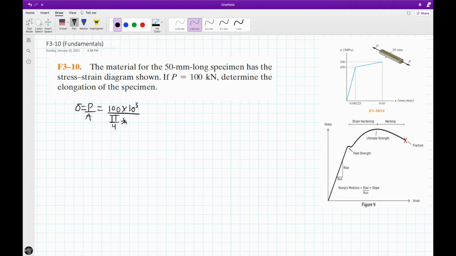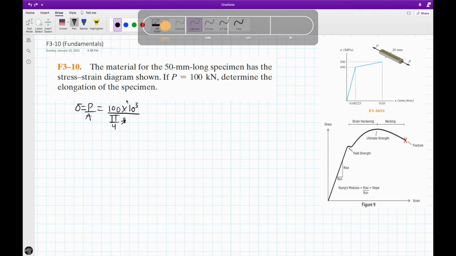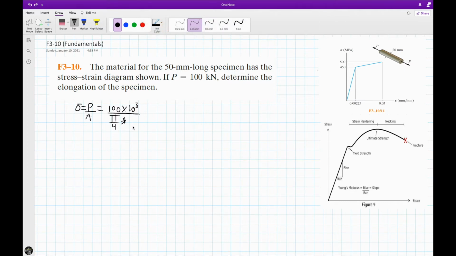which is pi over 4 times, we can see over here, we have a 20 millimeter diameter. So we convert this to meters by simply dividing by 1,000, and your diameter has to be squared. We enter this into a calculator and we get 318.31 megapascals.